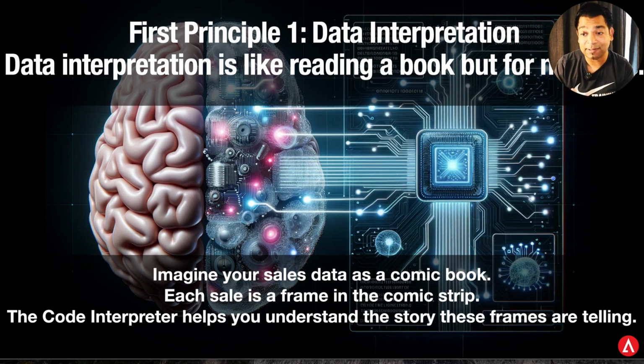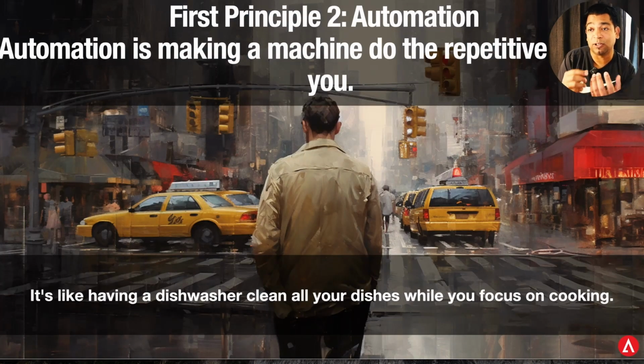Imagine your sales data as a comic book. Each sale is a frame in the comic book, and the code interpreter helps you understand the story these frames are telling, and it does it sequentially. So that sequence is also quite important to understand when it comes to principles in this code interpretation. So the first principle is how data is interpreted, and if you understand this, then you can understand the next principle, because it is on automation.